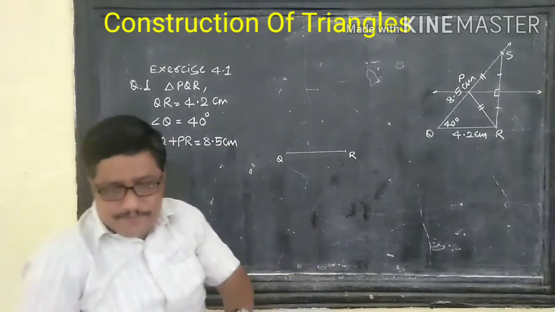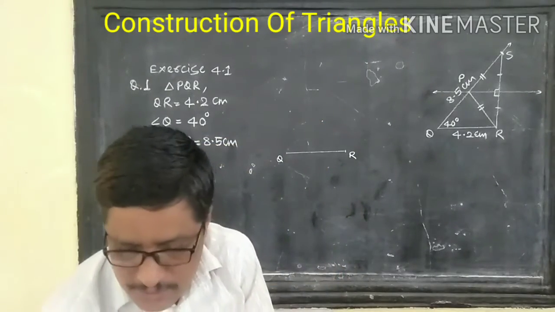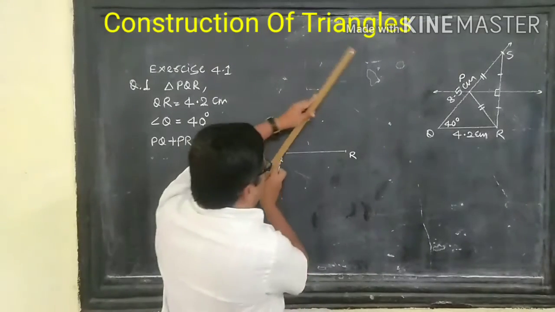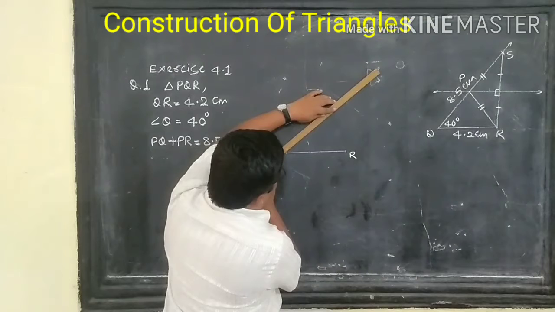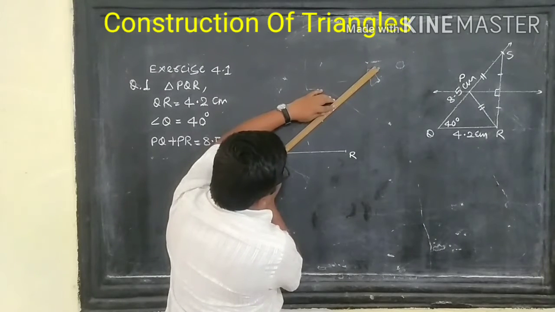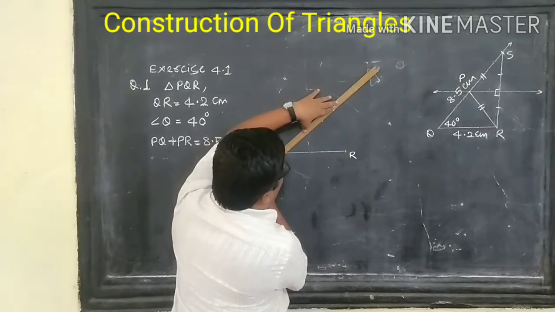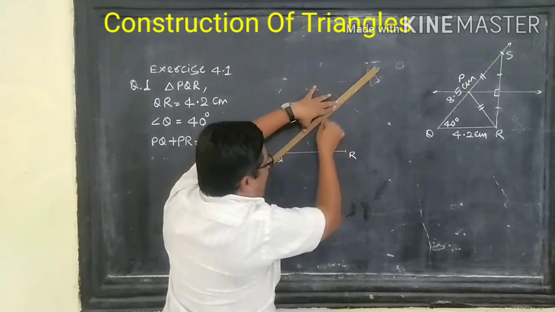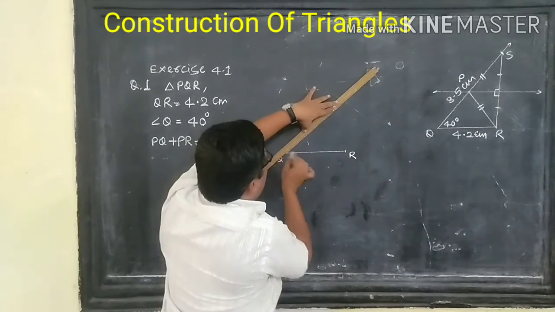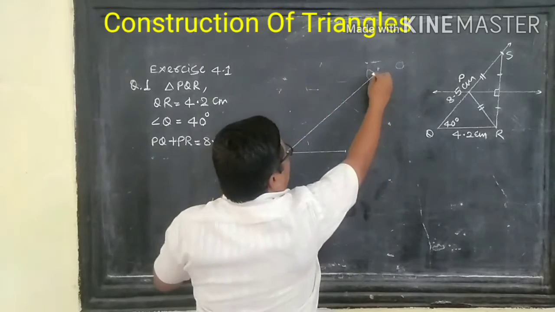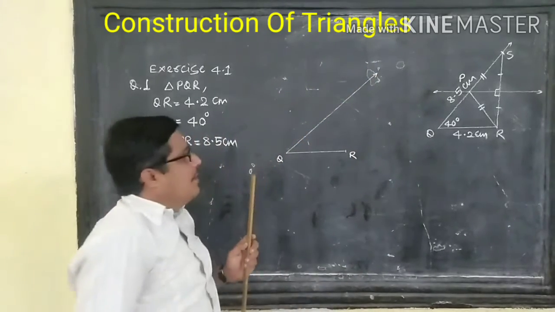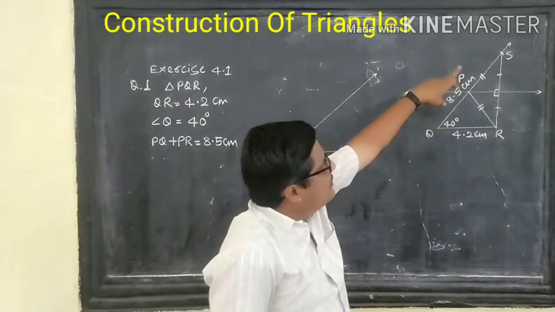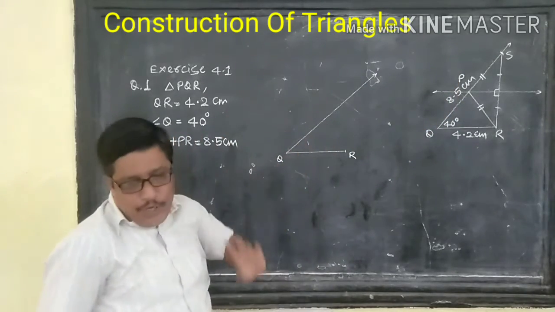So this is a point showing angle of degree 40. Now after that we have to draw a longer ray. So in this way we can draw a ray. After that we have to take segment QS of 8.5.